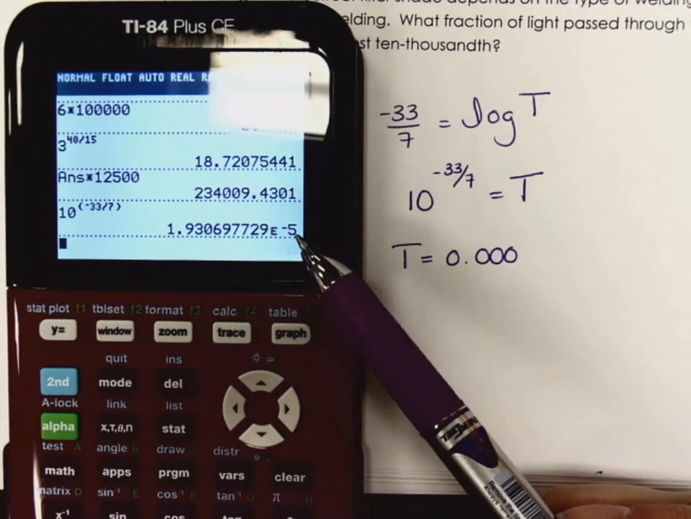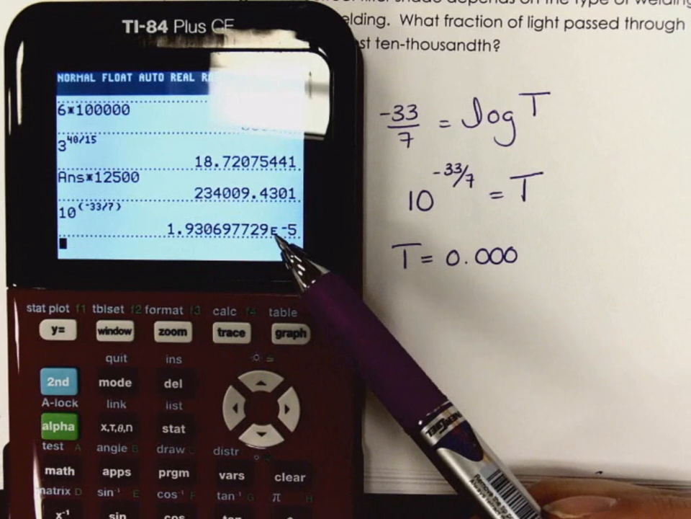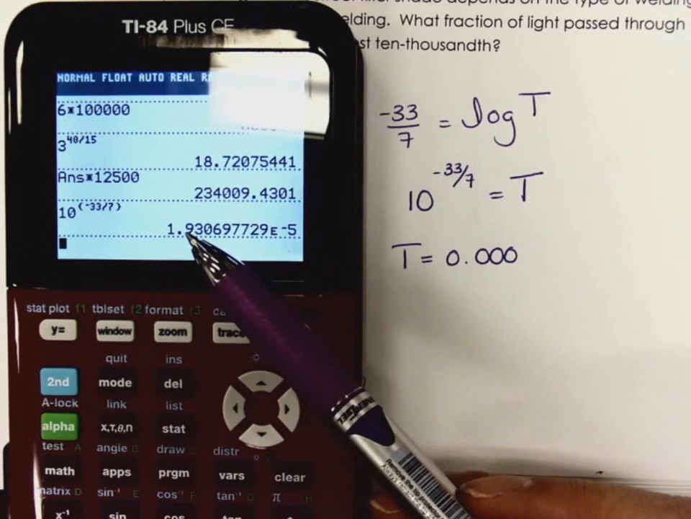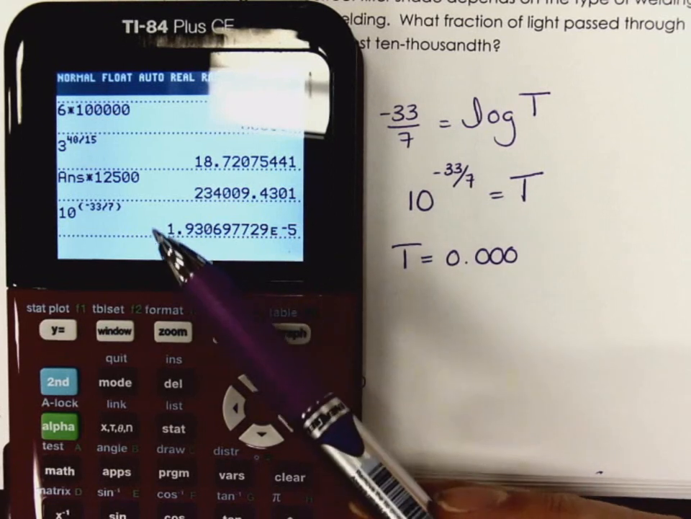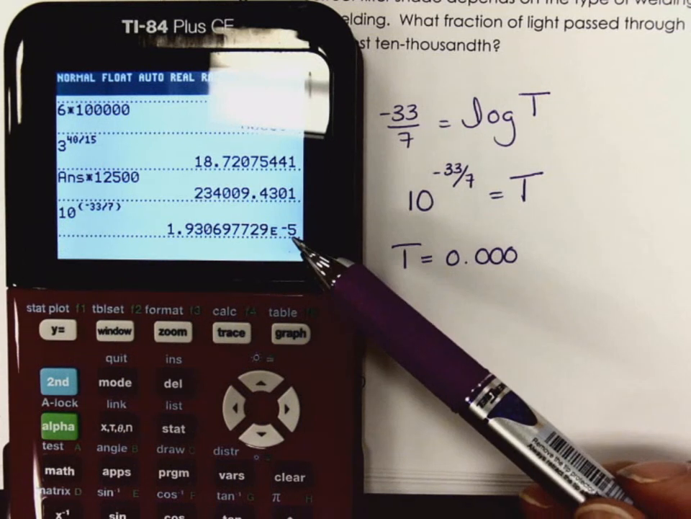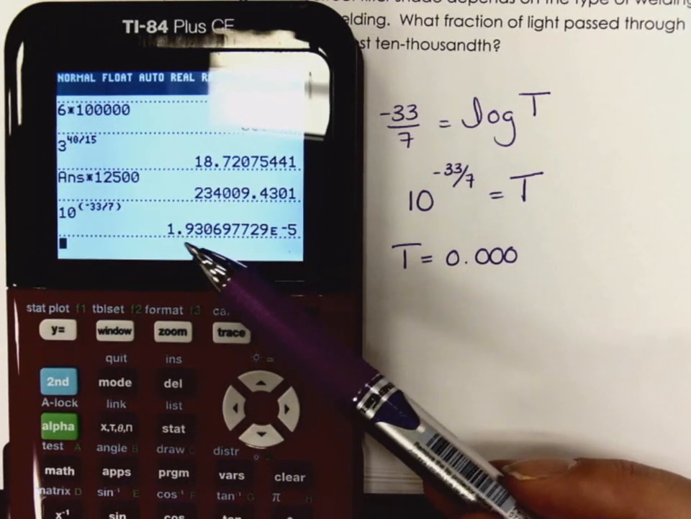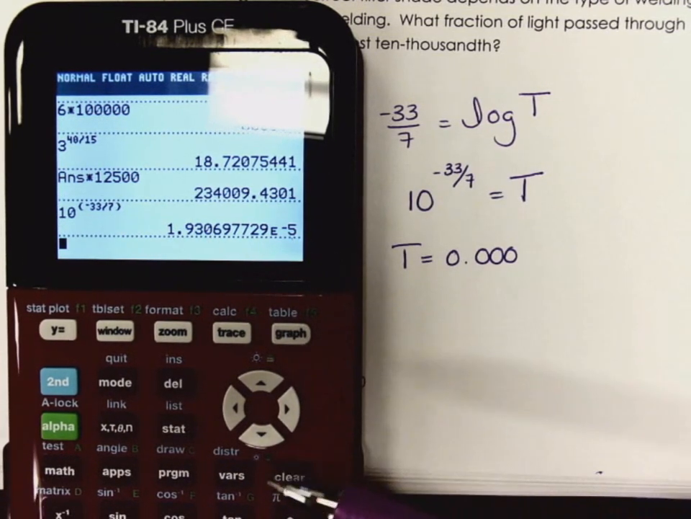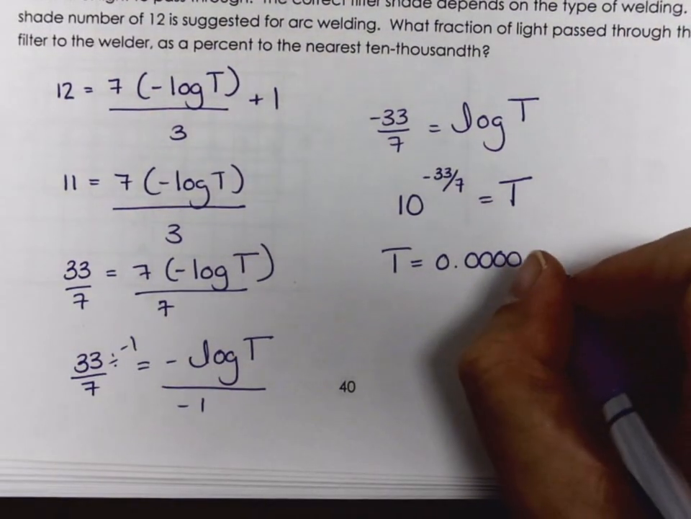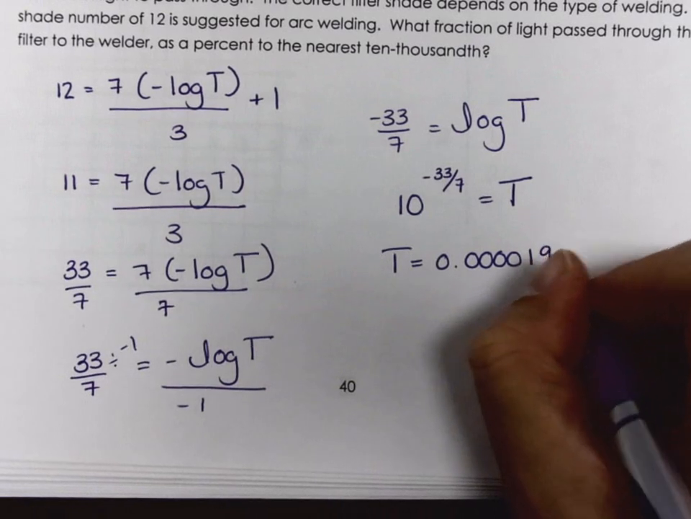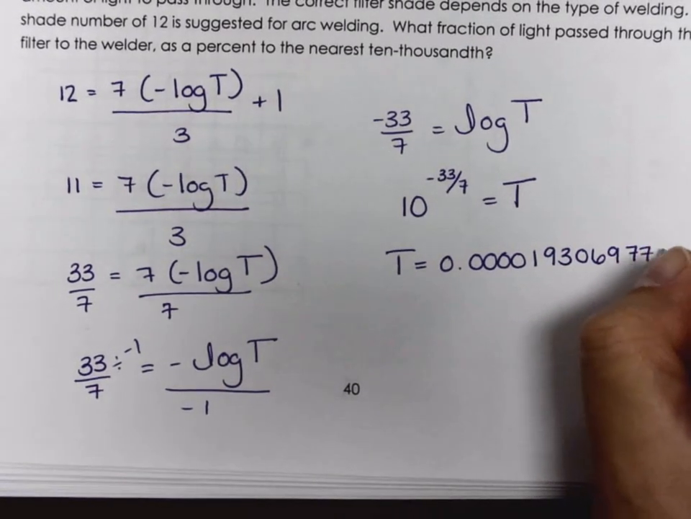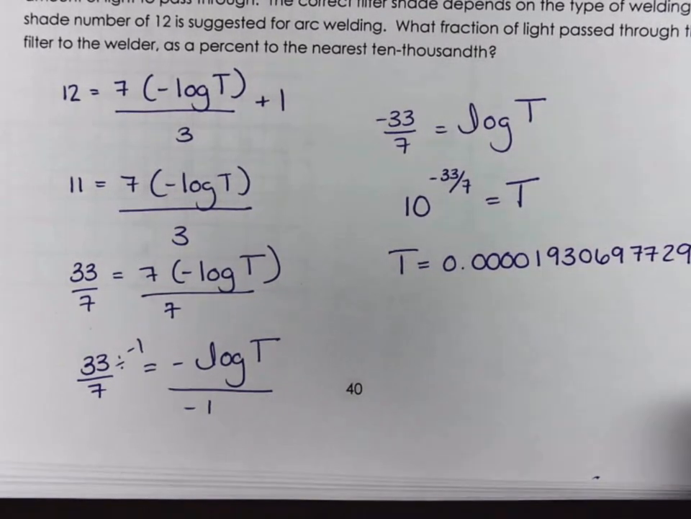This is given to me in scientific notation. If it's a -5, this is saying times 10 to the -5. I'm moving the decimal place. If it's negative, 5 place values to the left. If it was positive, I'd be moving the decimal to the right, right? Negative numbers on the left of a number line. So 1, 2, 3, 4 zeros, then a 1, 9, 3, 0, 6, 9, 7, 7, 2, 9.